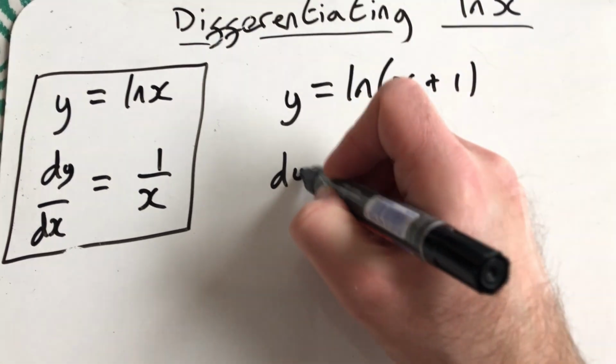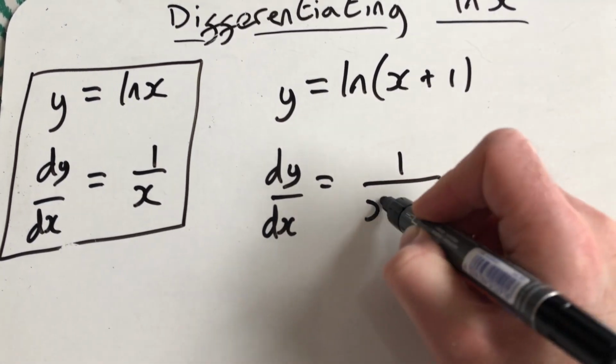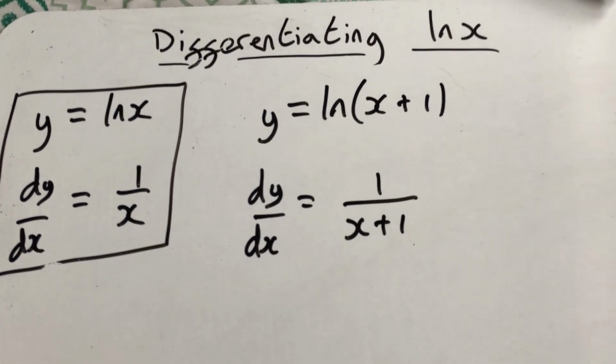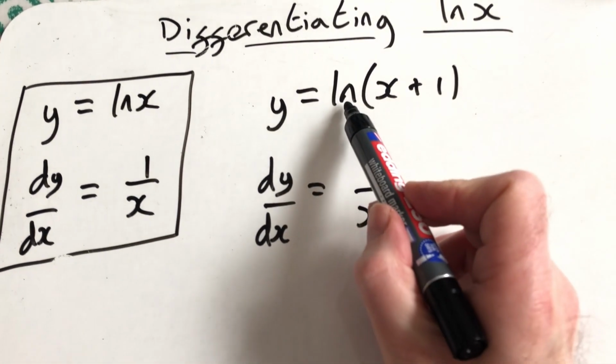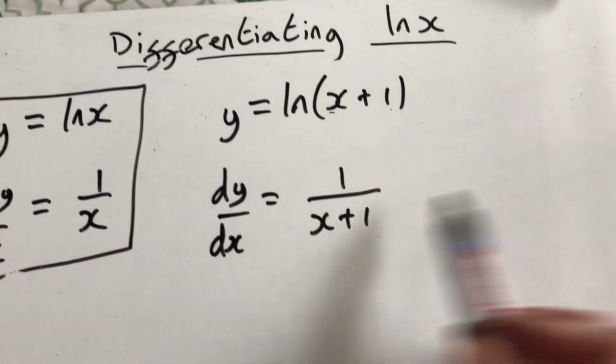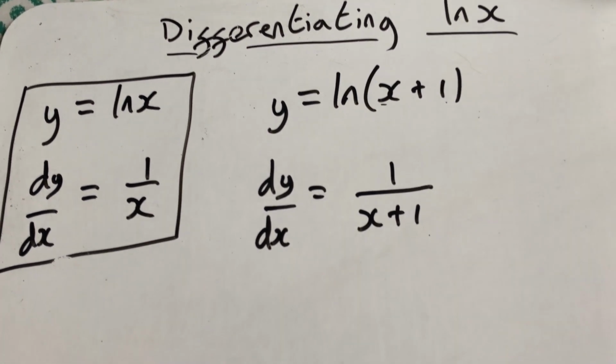Well, the answer is quite simply, let me just write it down, 1 over x plus 1. How does that work? Okay, well, the simple explanation is when you do the natural logarithm of something, that something in brackets just goes in the denominator like that. That's the simplest explanation for this type of example.